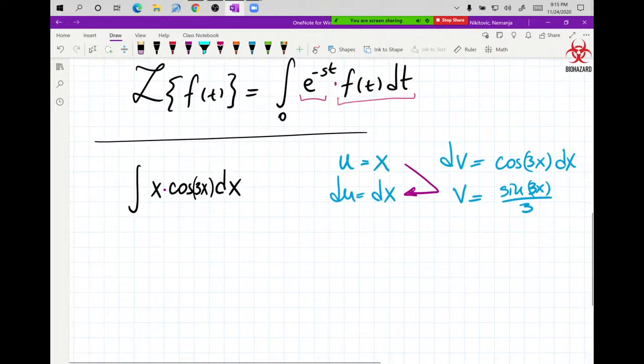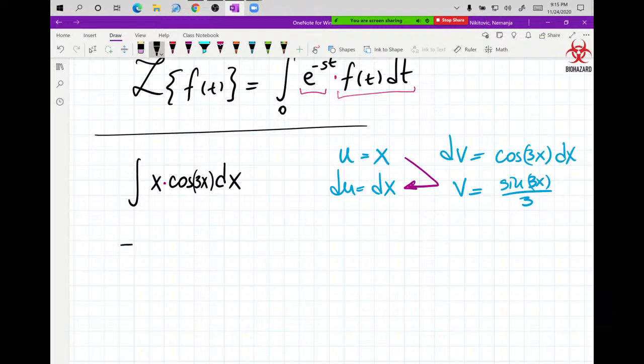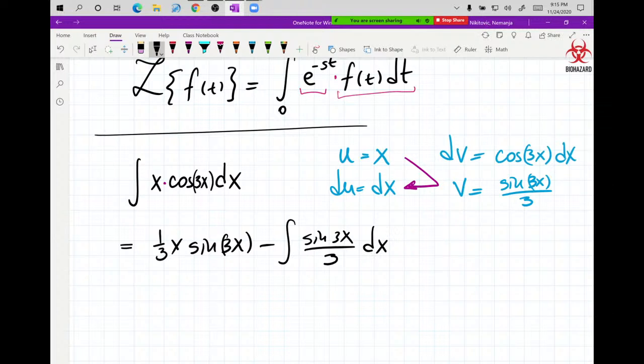So once I have this piece, I just put the formula together, and it becomes 1/3 x sine 3x minus the integral of sine 3x over 3 dx, which is now, again, another basic integral. When we kick 1/3 outside, we can solve this. So now it's easy.